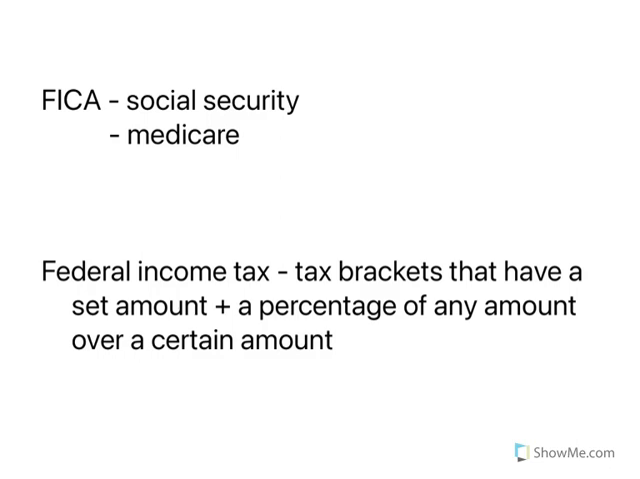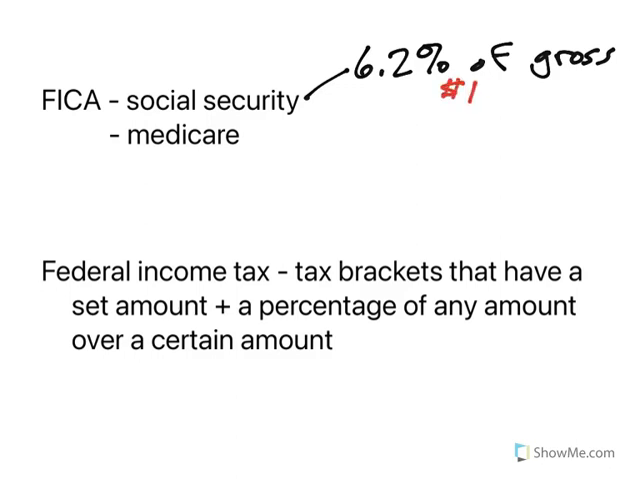Now, how this is calculated, Social Security is calculated at 6.2% of your gross income. Remember, gross income is the amount before taxes are taken out. Now, there is a limit. Only up to $128,400 can be taxed for Social Security. So what that means is that anything over $128,400, you don't take Social Security out of that. So this is the limit of what can be taxed for Social Security.